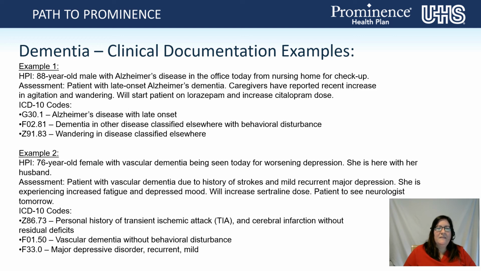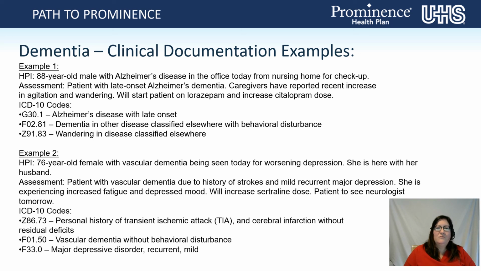Example 2. In the HPI, 76-year-old female with vascular dementia being seen today because of worsening depression. She's here with her husband. In the assessment, patient with vascular dementia due to a history of stroke and mild recurrent major depression. She's experiencing increased fatigue and a depressed mood. They're going to increase her medication and specify that the patient see a neurologist tomorrow.